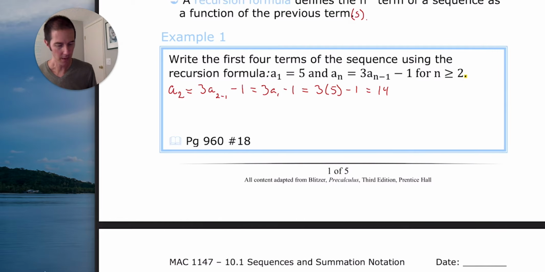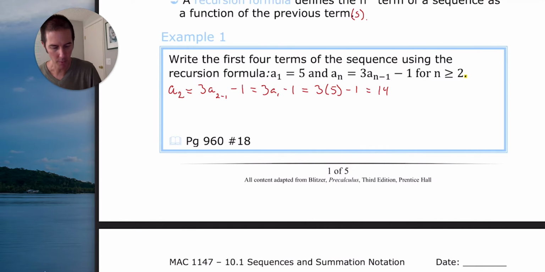So we're seeing how, in order to figure out the second term in our sequence, a sub 2, we had to utilize the preceding term, a sub 1, in order to calculate our a sub 2 value. So if you want a sub 2, you've got to know a sub 1.